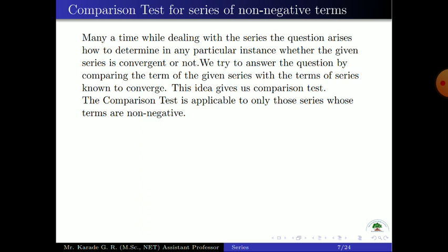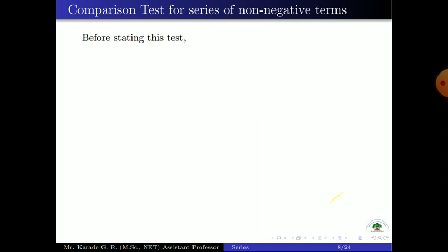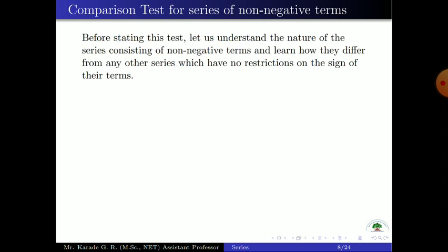The comparison test is applicable only to those series whose terms are non-negative. Before starting this test, let us understand the nature of series consisting of non-negative terms and learn how they differ from any other series which have no restriction on the sign of their terms. Consider a series summation an equal to a1 plus a2 plus a3 plus dot dot dot.